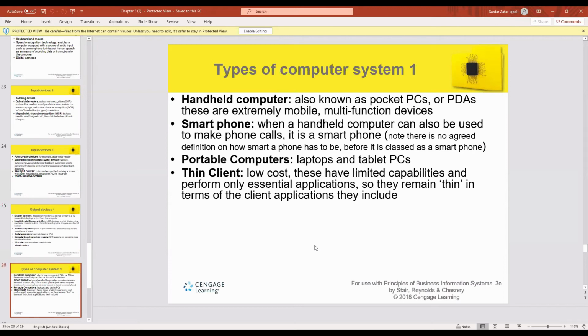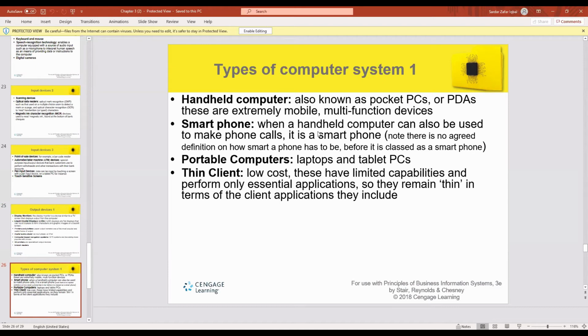Okay, now types of computer systems. There are many types. Handheld computers, also known as pocket PCs, PDAs. These are extremely mobile, multifunction devices. Before, PDAs were very famous. I remember that everybody tried to use these kinds of things. The computer is small, in your hand, and you can perform many tasks there.